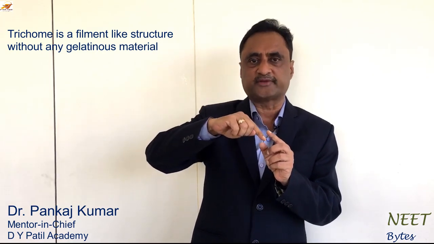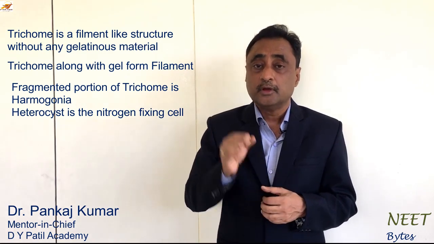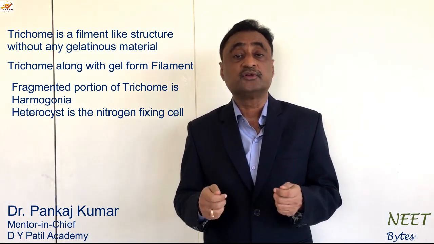And if trichome is associated with gel-like substances, then we call it a filament. Okay. And if trichome is fragmented, the fragments are called hormogonia. And hormogonia are capable of developing into a new plant. A very important structure present in cyanobacteria is the heterocyst. Now what is heterocyst? It is a cell that is responsible for biological nitrogen fixation. Why? Because a large quantity of nitrogenase enzyme is present there. So this is all about cyanobacteria, right?